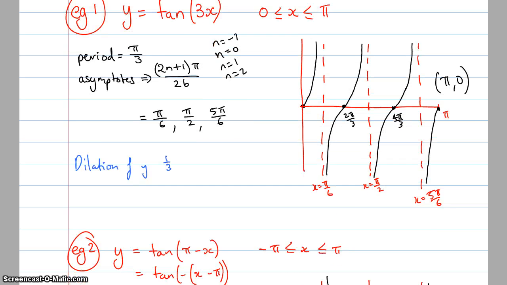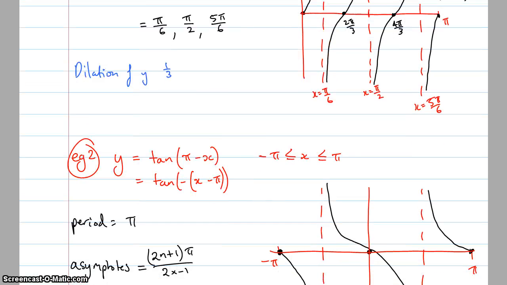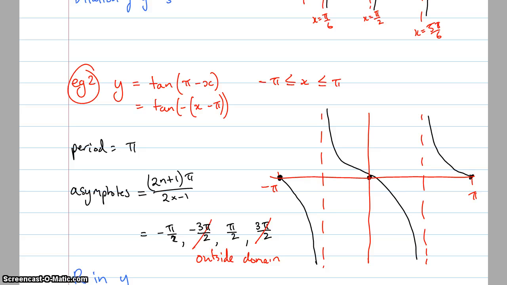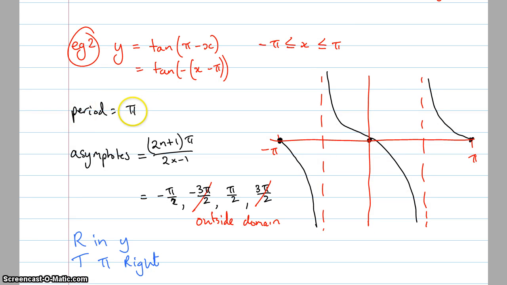Let me show you another tan graph over here. This one's a little bit trickier because it's been translated. So again, I have a look at my period. I need to always write it out like this, because otherwise I don't understand. My period is just pi over b, and b is the number in front of x. It's always a positive number, by the way, so it's just pi in this case.